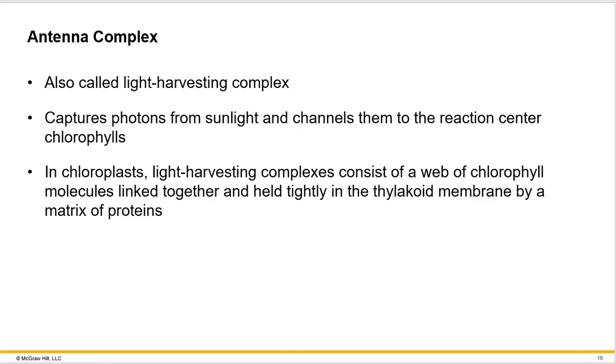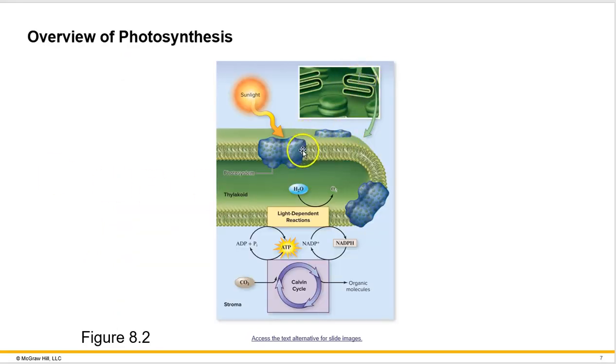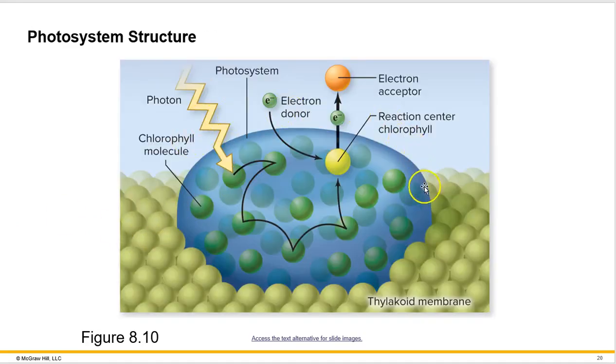So you read this about the antenna complex, but I think it's helpful if we look at it now. So this is the thylakoid membrane here. This photosystem, we're only looking at one at a time. There's two of them kind of attached together, but we're just looking at one of them right now. But this is where we're looking when we're talking about this. This is one photosystem here, and this is the antenna complex, this whole thing out here.